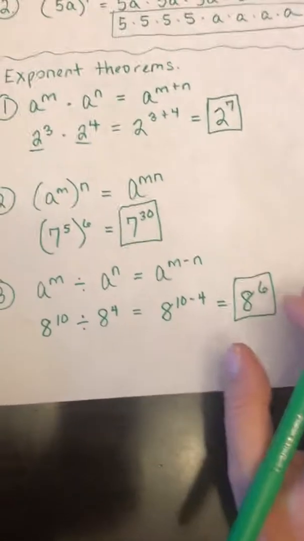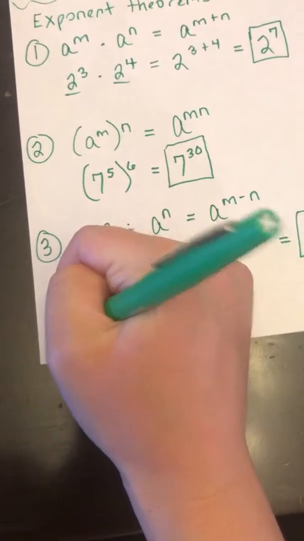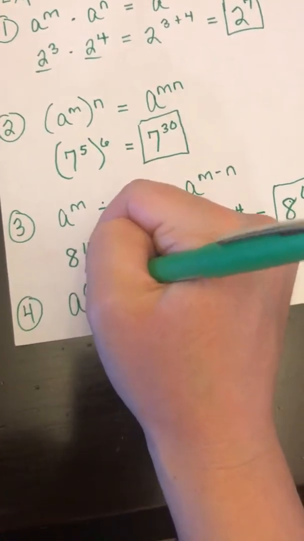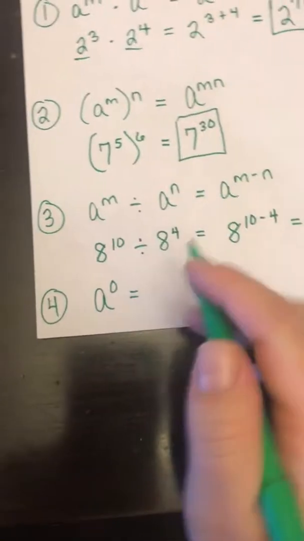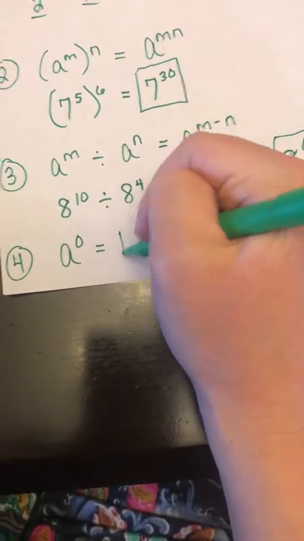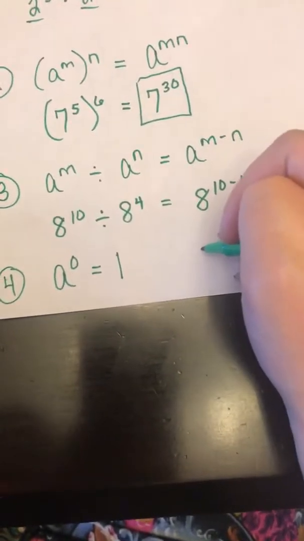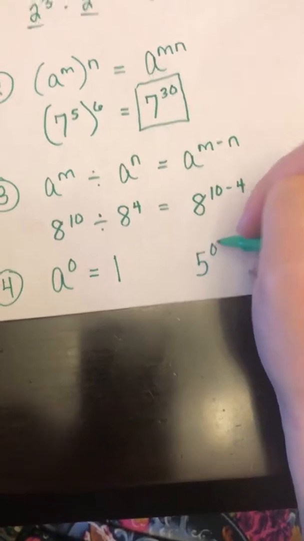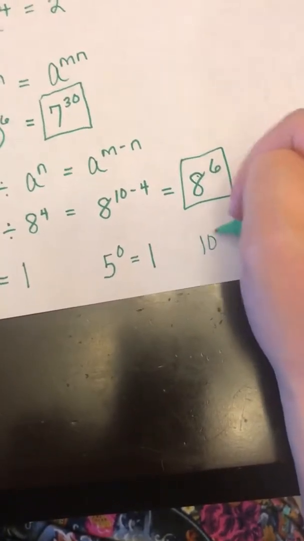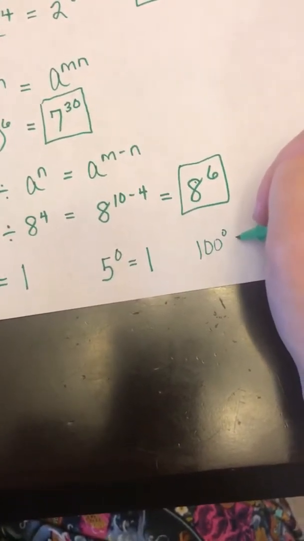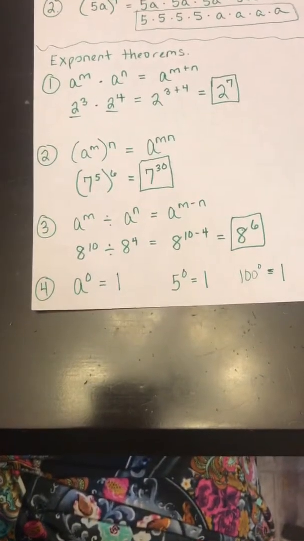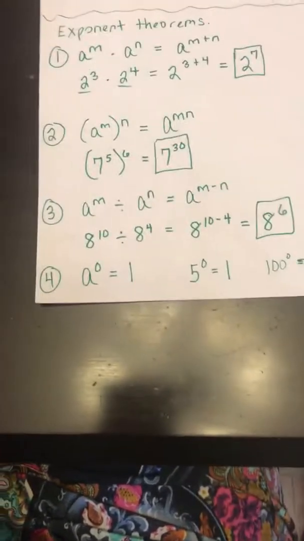Okay, and then one last little theorem, or law if you will. Anytime you have any whole number that's not 0 and you take it to the 0 power, it equals 1. Okay, so if I give you 5 to the 0 power, it equals 1. If I gave you 100 to the 0 power, it also equals 1. Anything to the 0 power other than 0 will always be 1.